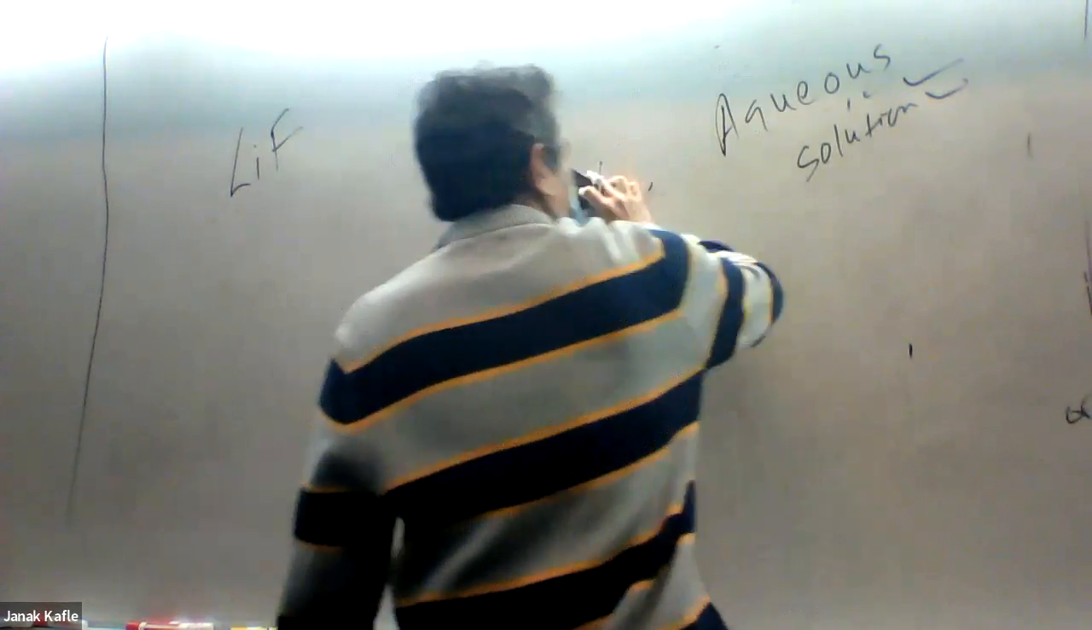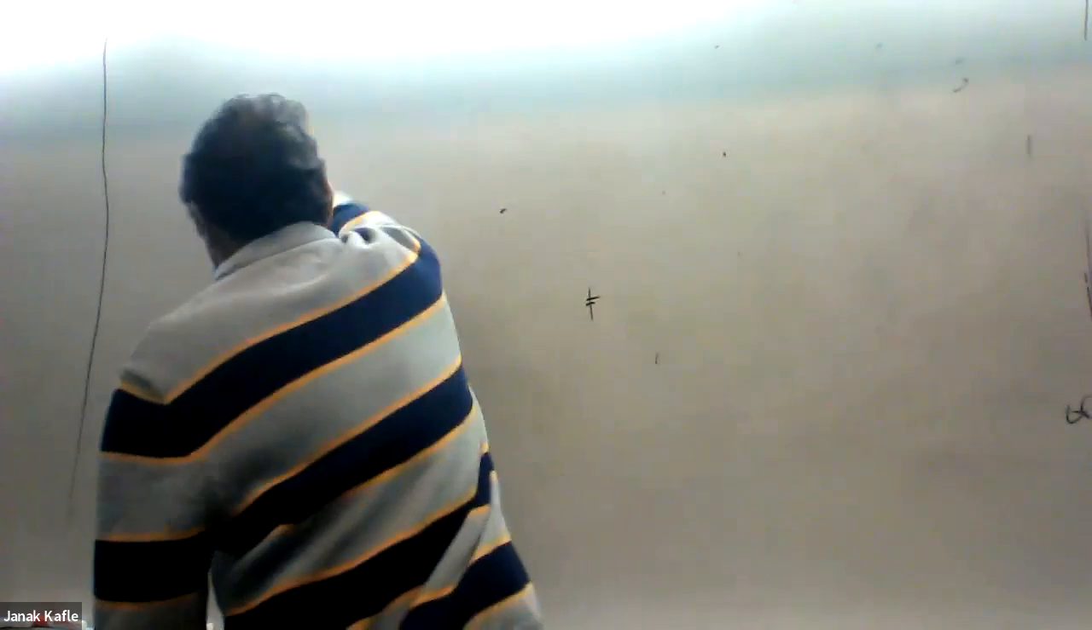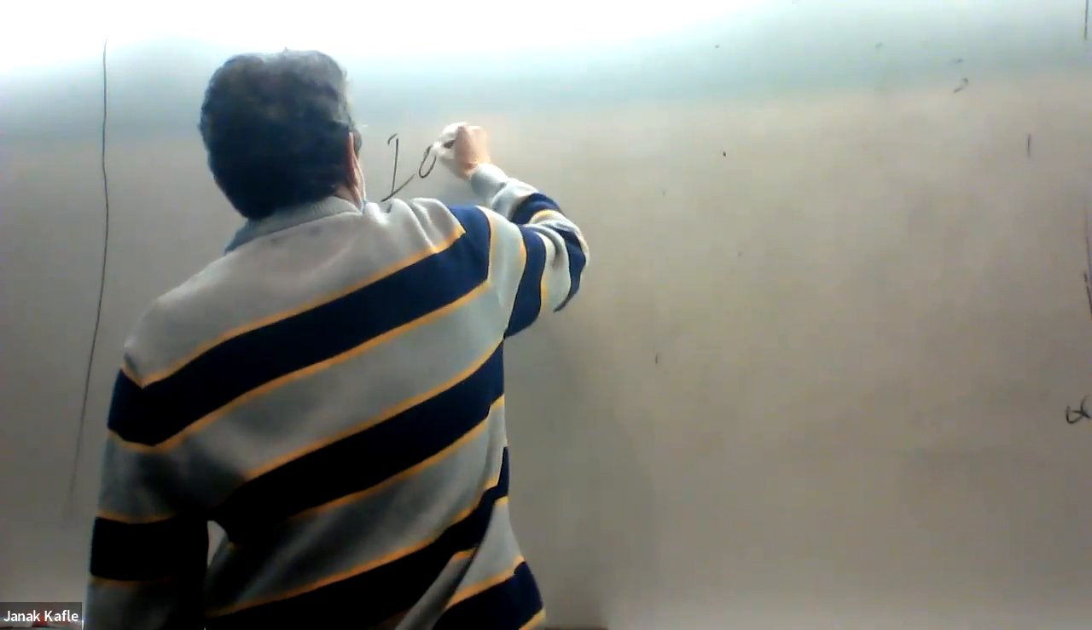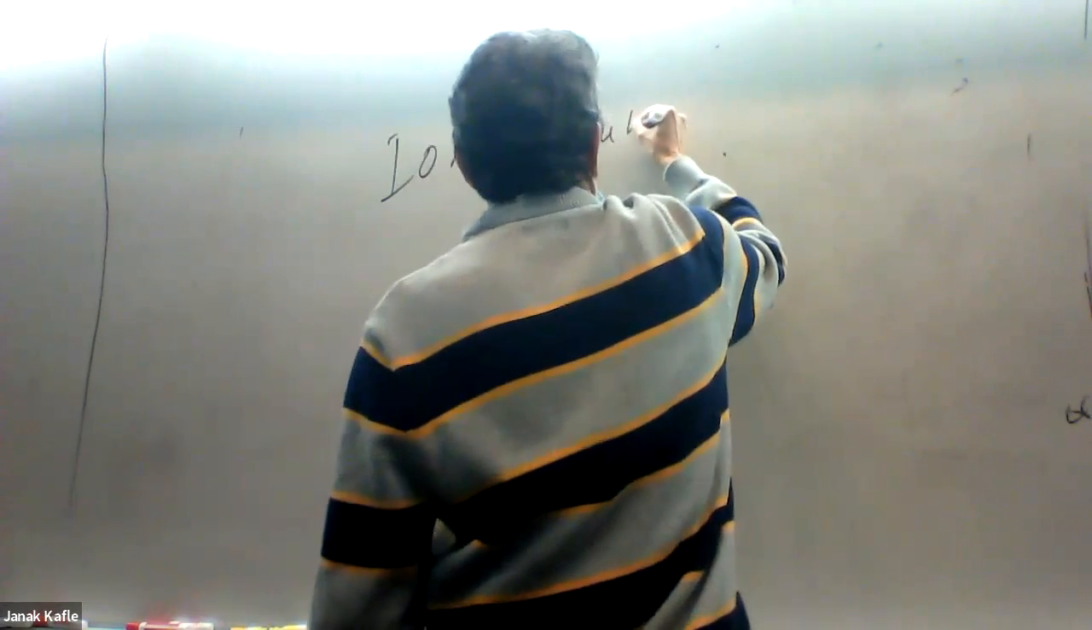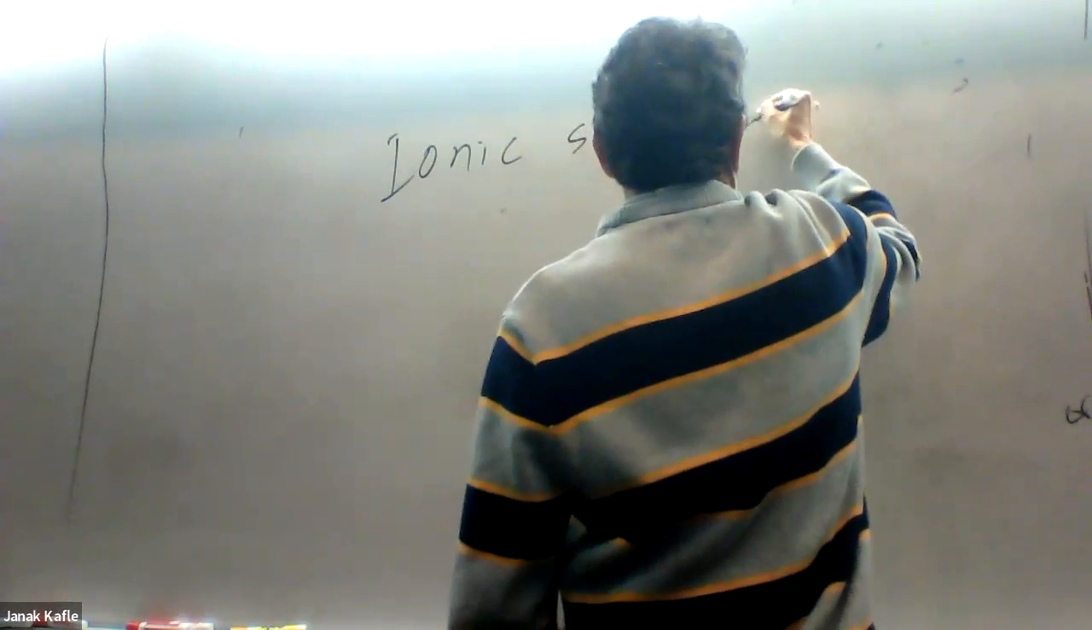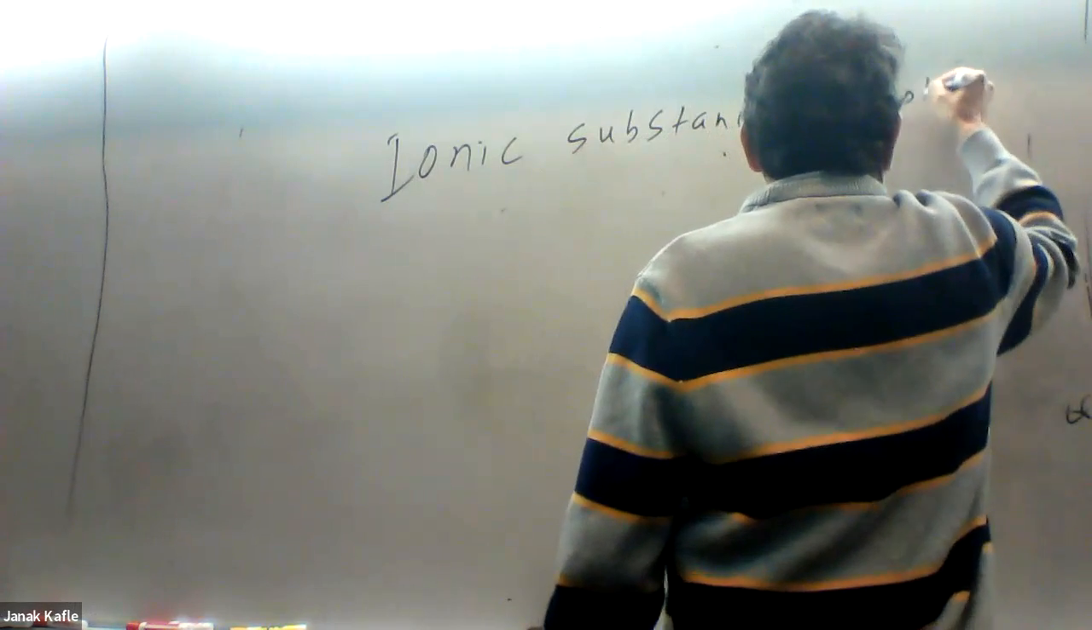Now, what kind of substance dissolves in water? Ionic substances dissolve in water. Most of the ionic substances dissolve in water. So what is an ionic substance?